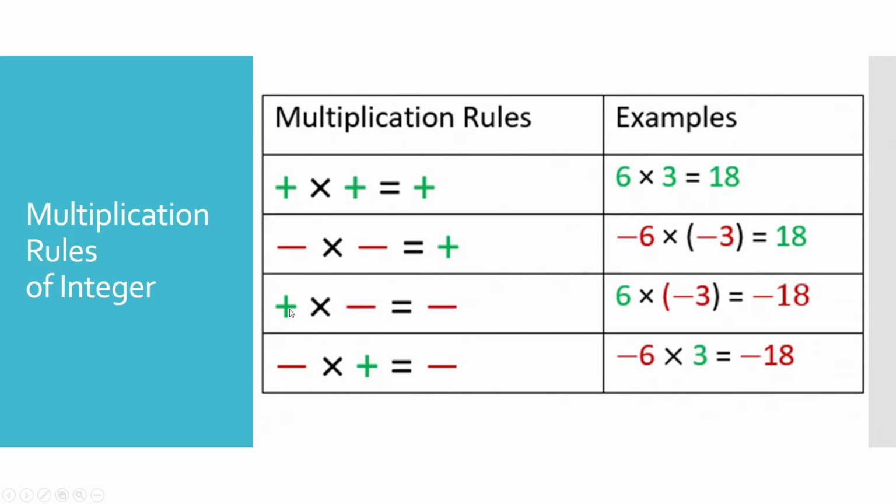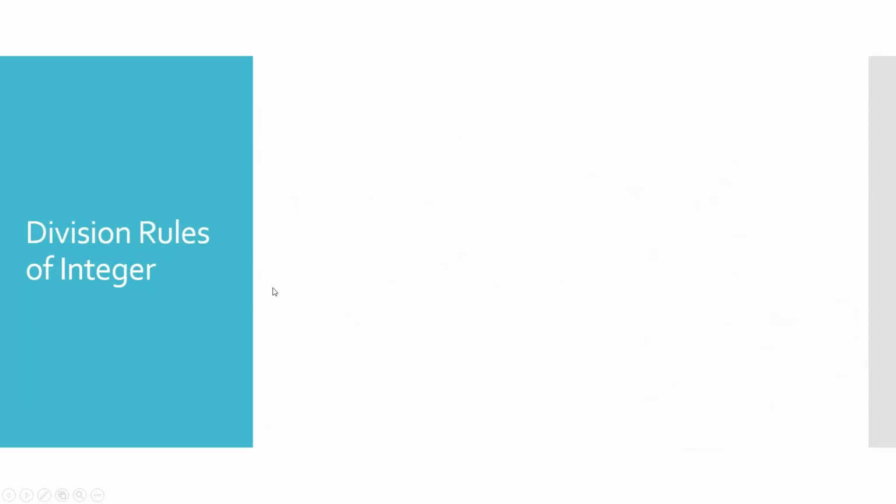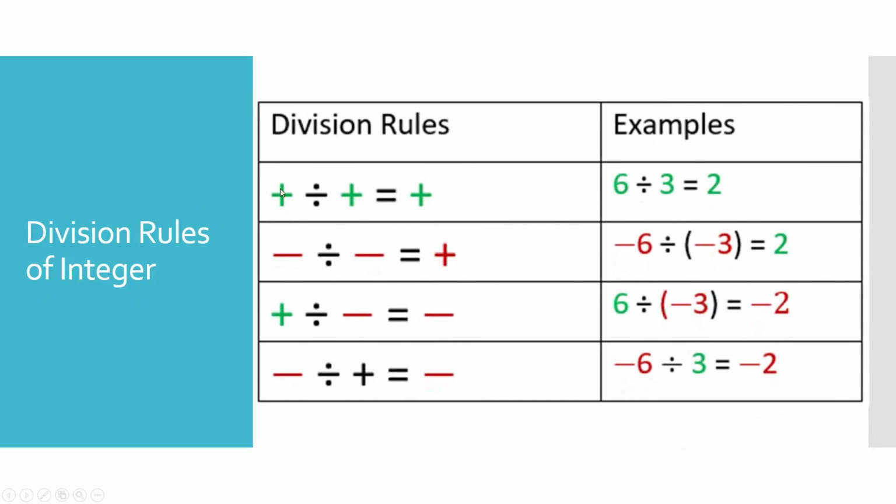Then if you multiply positive and negative numbers, the result will be negative. So here 6 multiplied by -3, the result is -18. Similarly, negative with positive, if you multiply opposite signs, the result will be negative. Like here -6 and 3, the result is -18. So these are the 4 rules of multiplication. Let's go to the division rules of integers. Here for division, there are 4 types of rules.